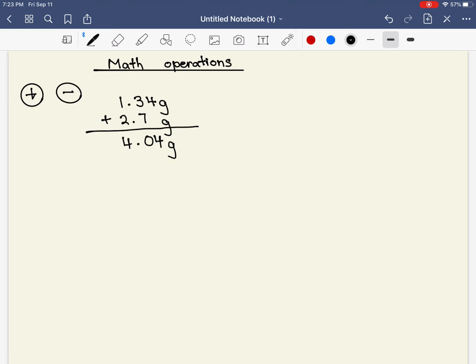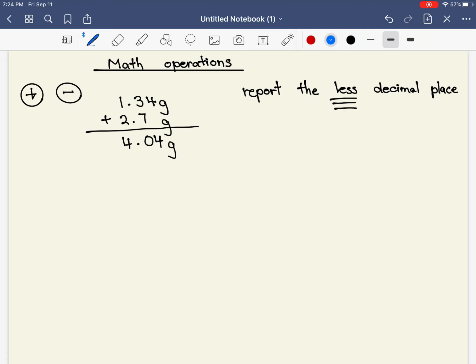For operations involving addition and subtraction, you report the lower, or let's not say lower, the lesser decimal place. Report the lesser decimal place. Now, what does that mean? Report the lesser decimal place. Never heard that in my life.